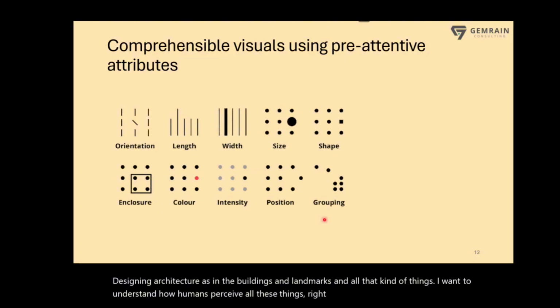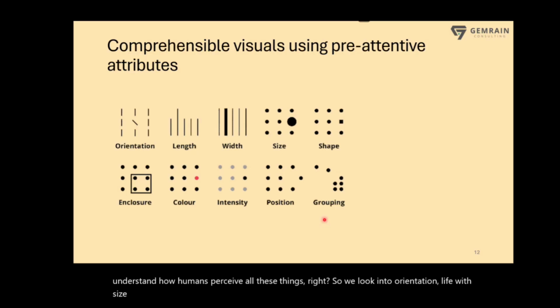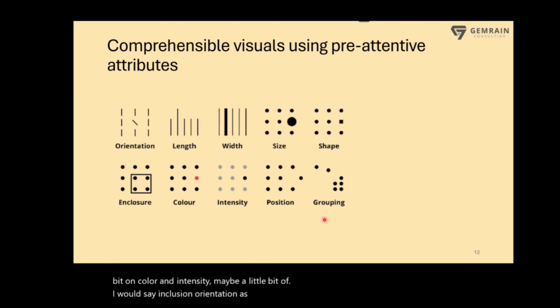So we look into orientation, length, width, size, shape, enclosure, color, intensity, position, grouping. So we are going to touch a little bit on color and intensity, maybe a little bit of inclusion orientation as well, for a mini case study later on. But yeah, these are the pre-attentive attributes that we would need to consider.